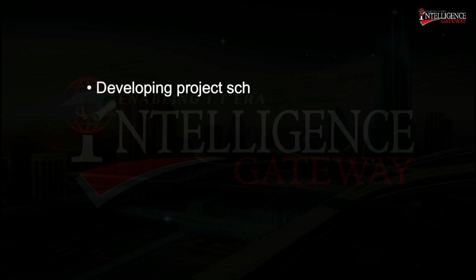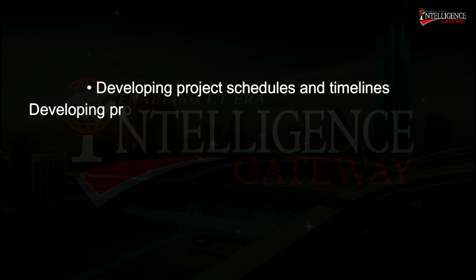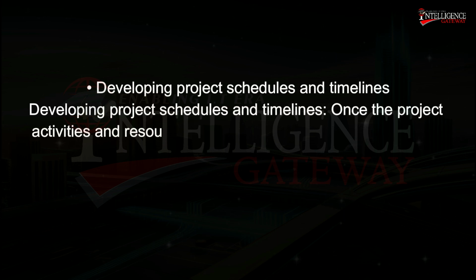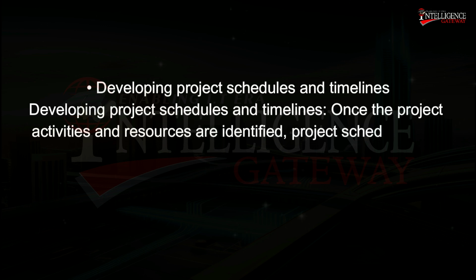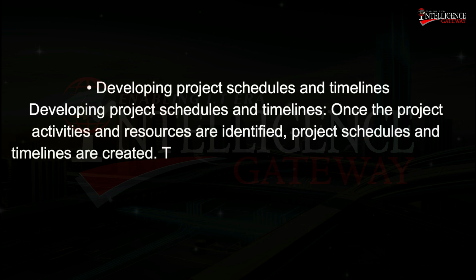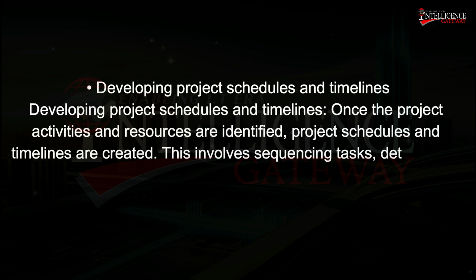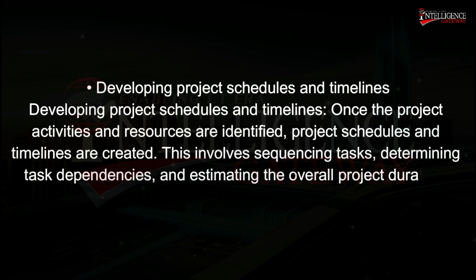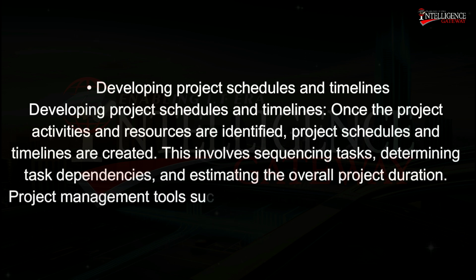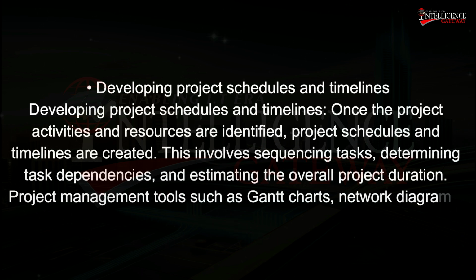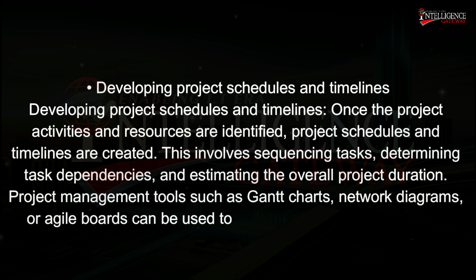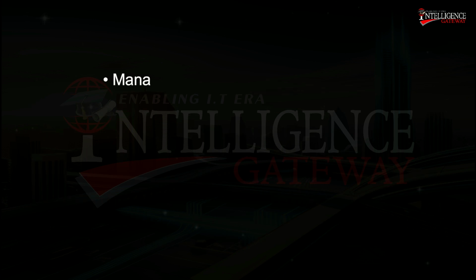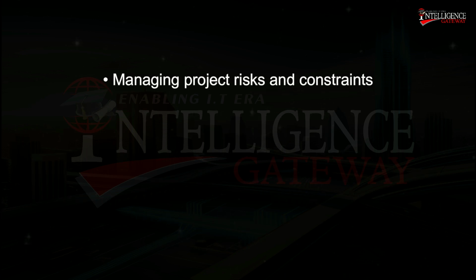Developing project schedules and timelines. Once the project activities and resources are identified, project schedules and timelines are created. This involves sequencing tasks, determining task dependencies, and estimating the overall project duration. Project management tools such as Gantt charts, network diagrams, or Agile boards can be used to visualize and communicate the project schedule effectively.